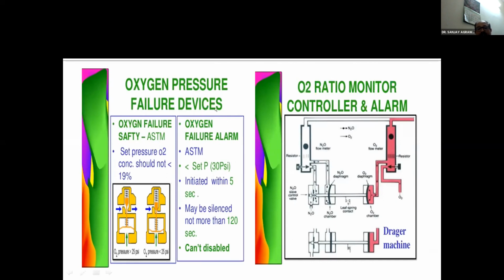So this is something which is present in the Ohmeda machines. But the oxygen ratio monitor, controller, and alarm is present in Drager machines. Here, what is happening is, we open the oxygen, it falls on a diaphragm, because of which a leaf ring contact opens up. Because of the opening of this leaf, the nitrous starts flowing in and the nitrous diaphragm starts increasing. And because of this, the common gas is going down.